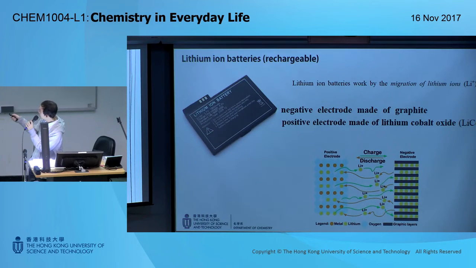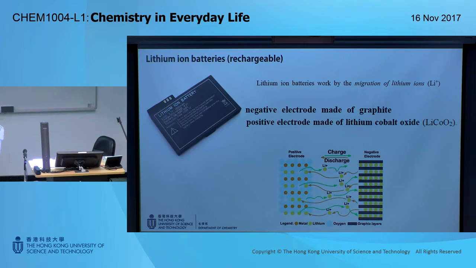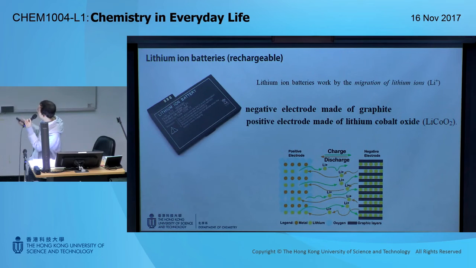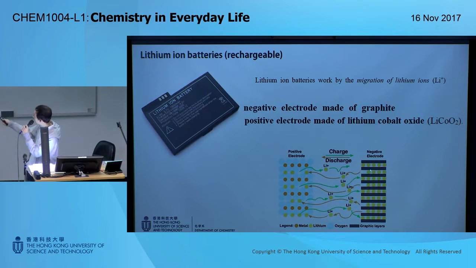Then of course we have to understand why lithium ions would move around and why this generates electron movement. So the materials used for the positive and negative electrodes are important. The negative electrode is made of graphite. Graphite is a form of carbon, an allotrope of carbon. And the positive electrode is made of a compound called lithium cobalt oxide, with the formula LiCoO2.